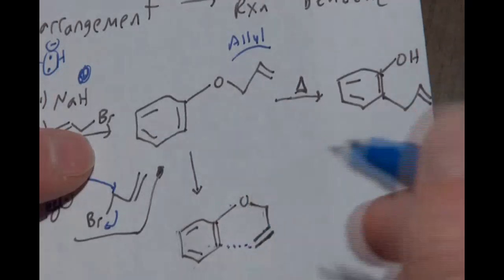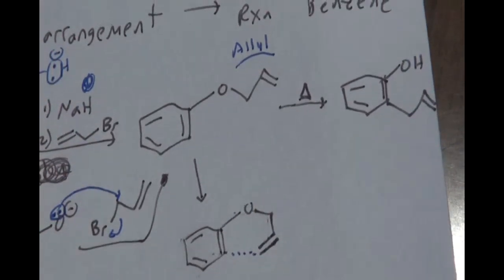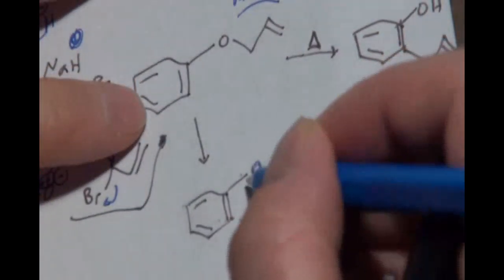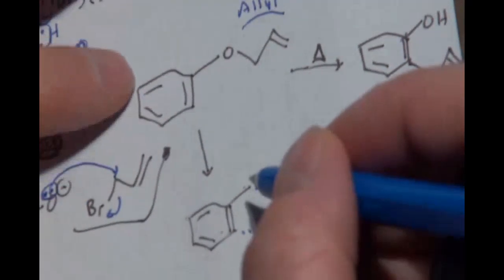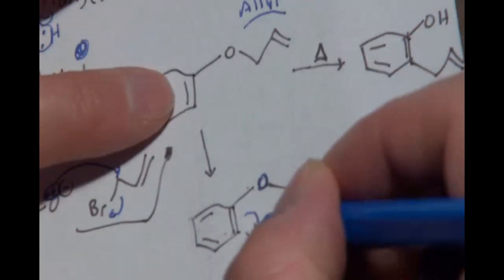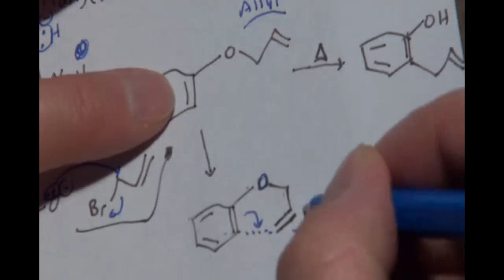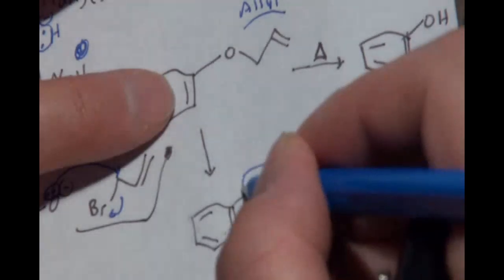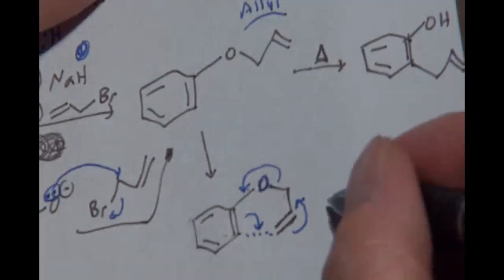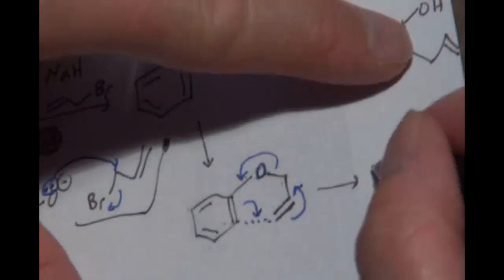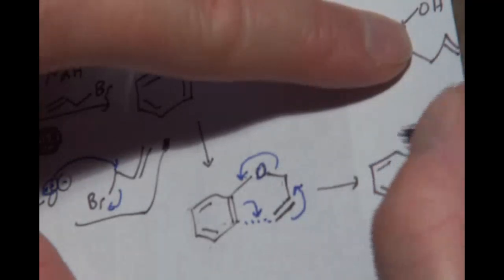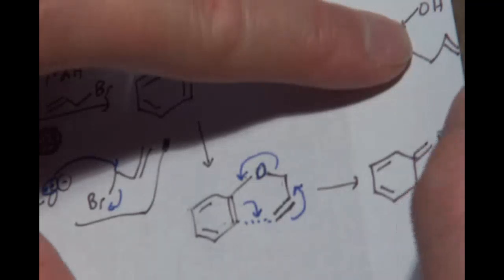Dot, dot, dot, dot, dot. So set up a dot, dot, dot from the ortho position. And now it's just going to be a very simple thing where this goes there, this goes there, this goes there. That's the hard work. Now you get a ketone temporarily.